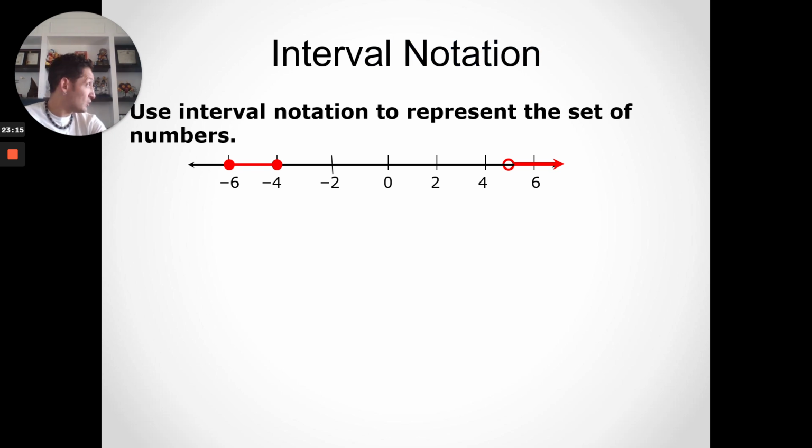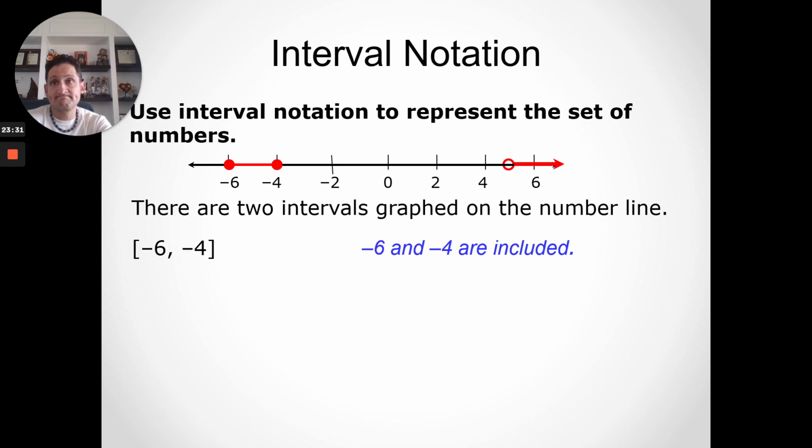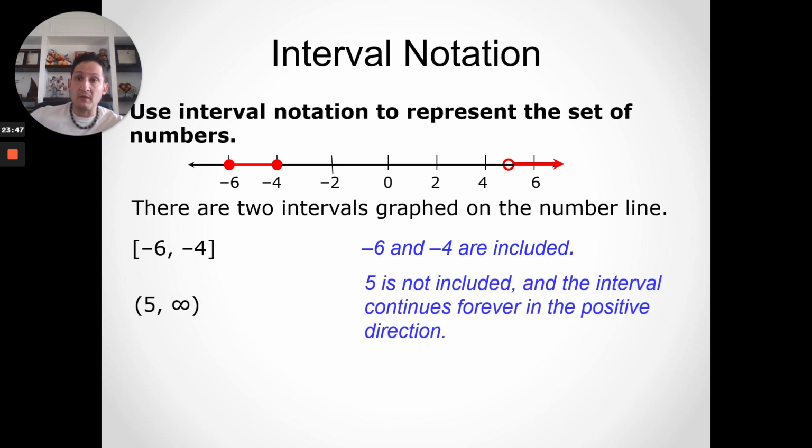What if you have more than one? What if it's in this interval or that interval? What do I do? Well, you do them both. You just write them both. So right here I see -6, -4. Both inclusive, so those will be in brackets. And then over there, it's everything greater than 5, not equal to 5. So I'll have 5, infinity, and then parentheses, parentheses. So I'll do both of them.